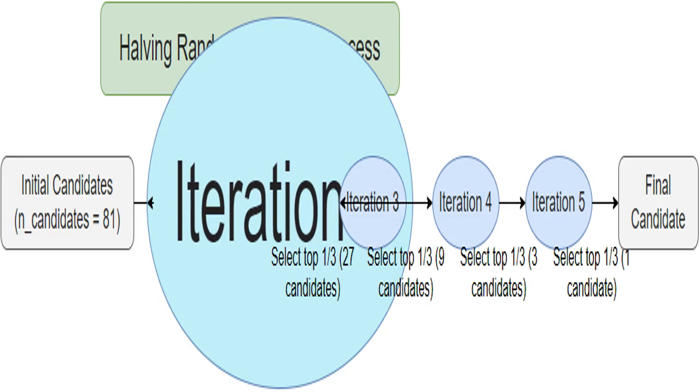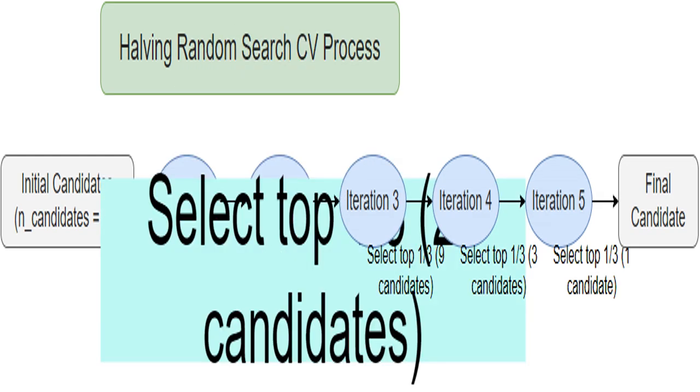After evaluating the 81 candidates, we've ranked them based on their performance. Now, I'm only moving forward with the top 1/3, 27 candidates. We're discarding the bottom 2/3 based on their poor performance. I'm only keeping the best 27. Think of it as eliminating the worst performing recipes to focus on more promising ones.